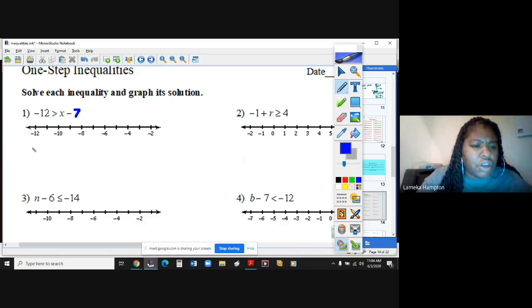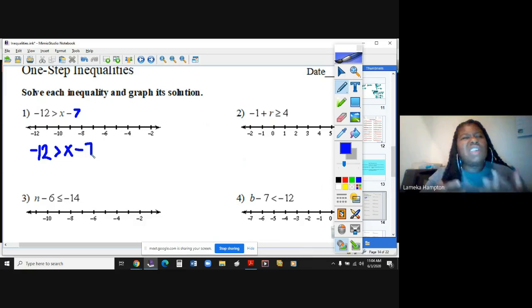Okay, so I'm going to go ahead and rewrite this down here. Now, again, if you still kind of think, well, I don't know how to solve this, go ahead and replace the inequality sign with an equal sign. Because remember, as we stated yesterday, you're doing the exact same steps as you would if this was an equal sign. The only difference is this is an inequality. So because this is a subtraction problem, I would have to add 7 to both sides.